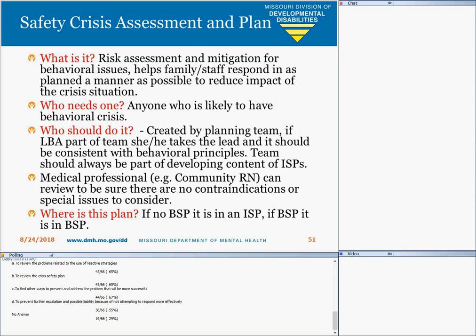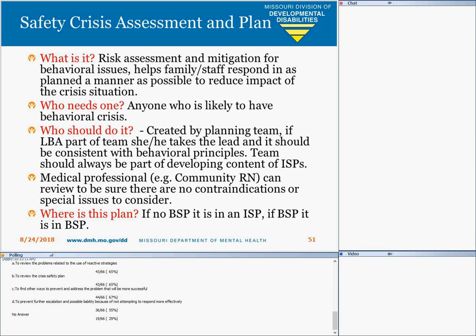You use medical professionals, such as the community RN, to review plans and make sure there are no contraindications or special things to consider. So if you have somebody with brittle bone syndrome and you need to use a physical crisis management procedure, then the community RN could review the possible procedures in your curriculum and say this one is okay, that one is not okay. Diabetes, and how long they can go before you have to offer them food, might be part of what's in your safety crisis plan.